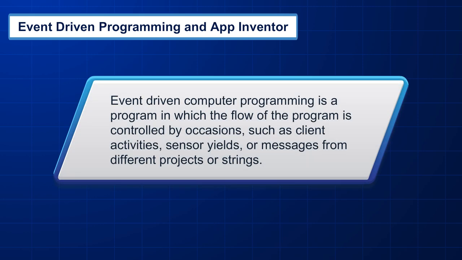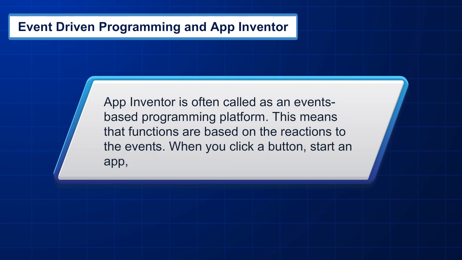Event-driven computer programming is a program in which the flow of the program is controlled by occasions such as client activities, sensor yields, or messages from different projects or strings. App Inventor is often called an events-based programming platform. This means that functions are based on the reactions to the events.